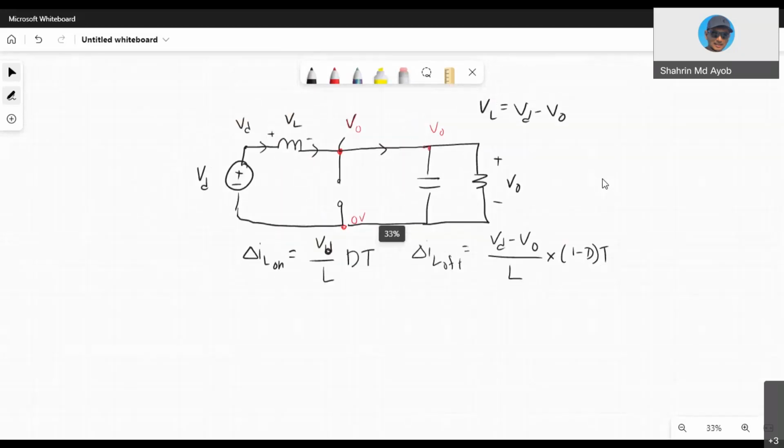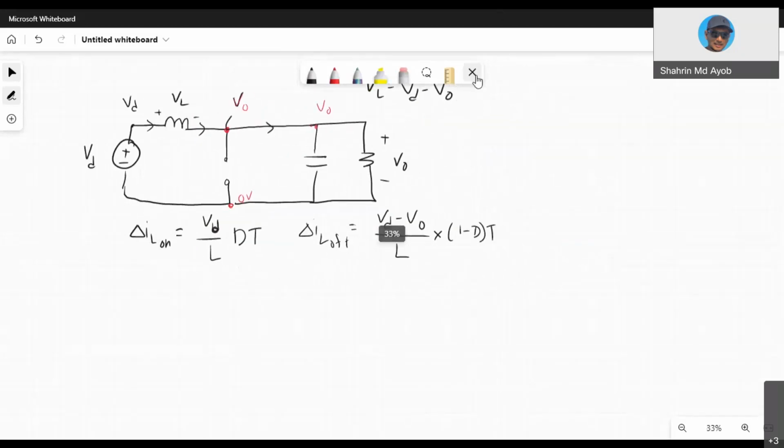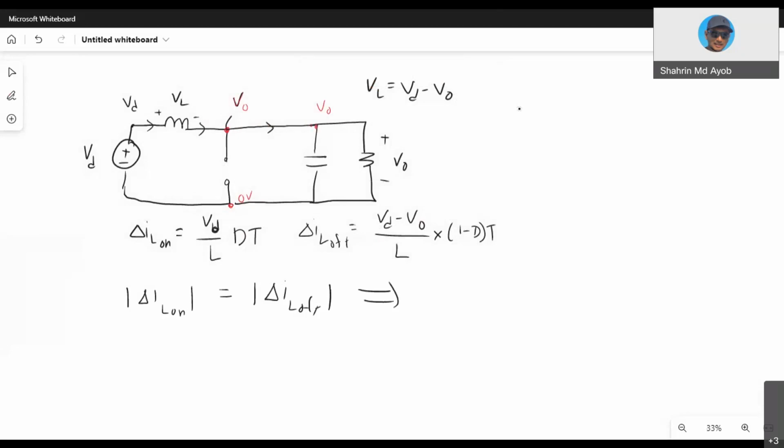Okay. And then from that, you know already that the change of IL on, taking the modulus without sign, must equal the change of delta IL off. From this relationship, you will obtain the input and output relationship of the boost converter, which is V out equals VD over 1 minus D.